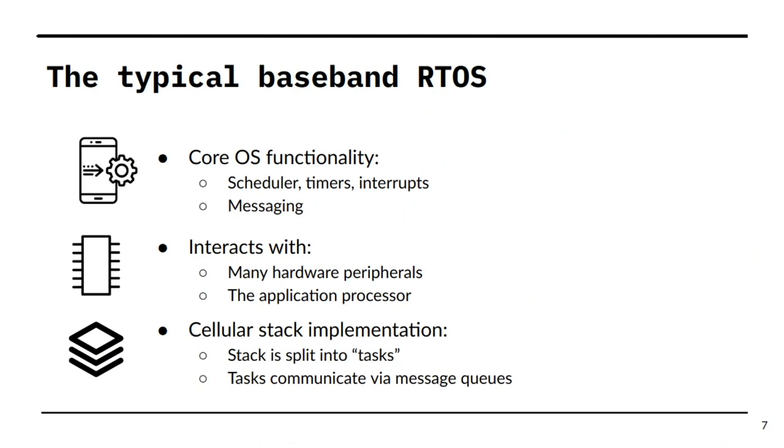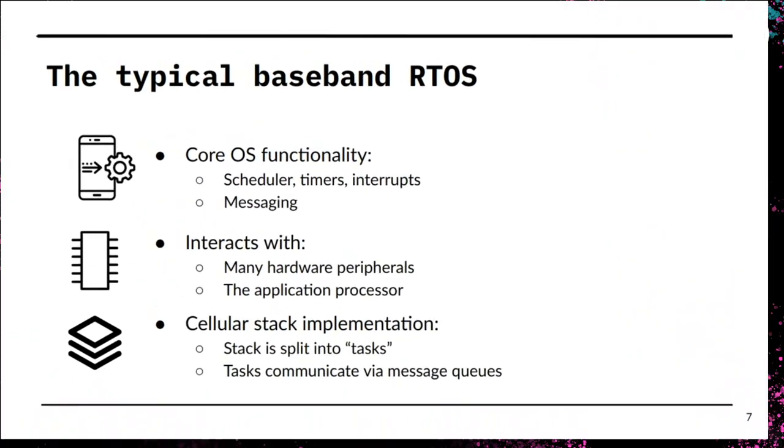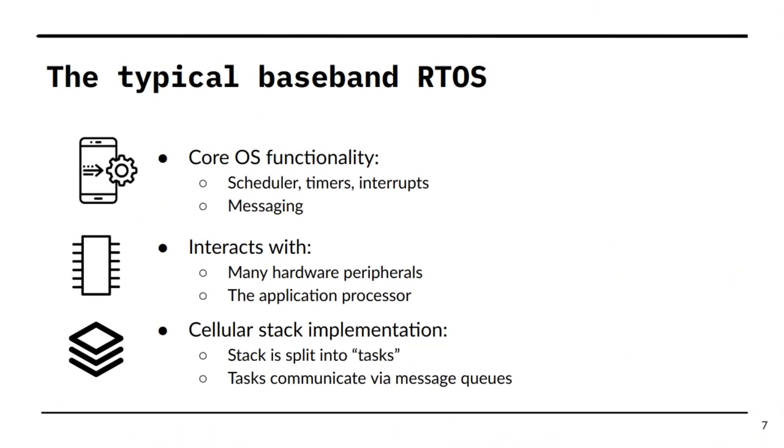So let's start from the basic principles and look a little bit at what these real-time operating systems running on there are. In a nutshell, it's an operating system, and it has all the things you would expect from an operating system to have, right? It has a scheduler, timers, some interrupts. It has some notion of processes, in an RTOS usually called tasks. And these tasks can interact with each other via messages. So that's a core operating system in itself.